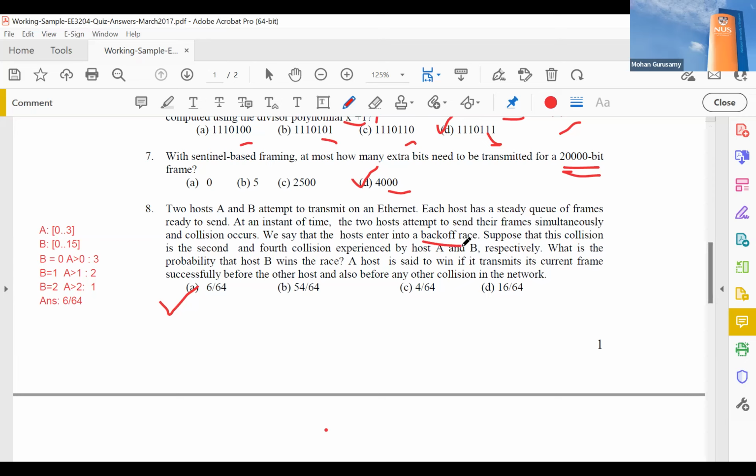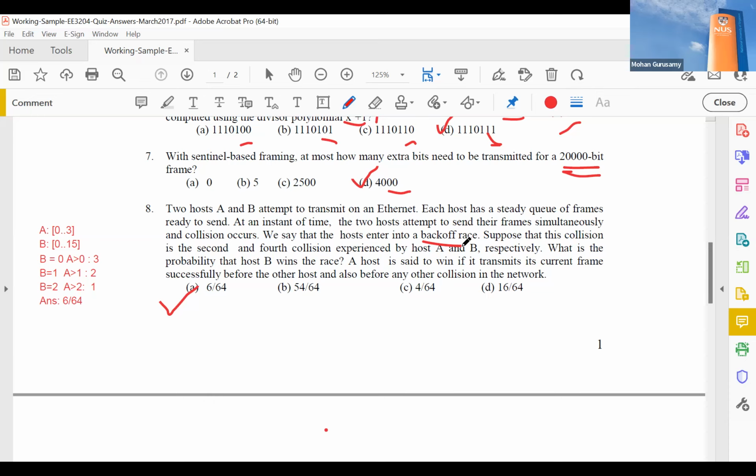So suppose the collision is the second collision for host A and the fourth collision for host B. Note that the collision count for each host may be the same or different because it is local. A doesn't know the collision count of B. As far as A is concerned, it is the second collision, which means the previous frame also collided and now there is a collision again. Similarly for B, it is the fourth collision.